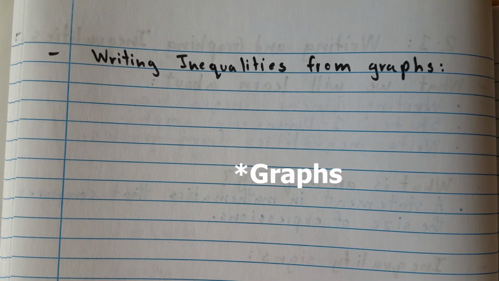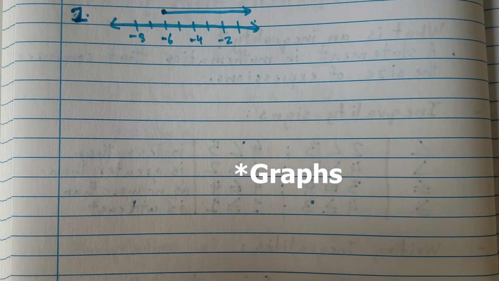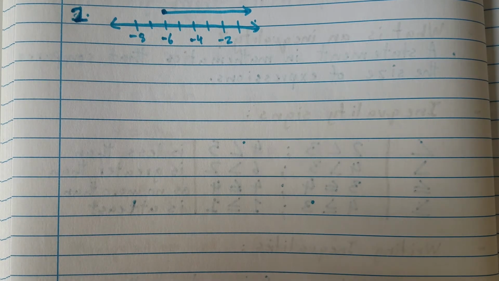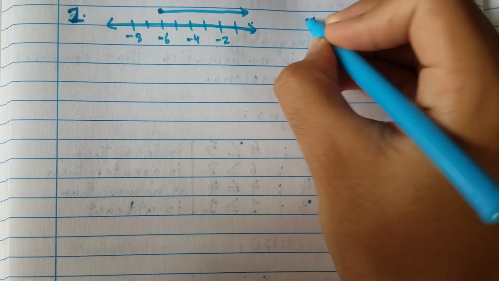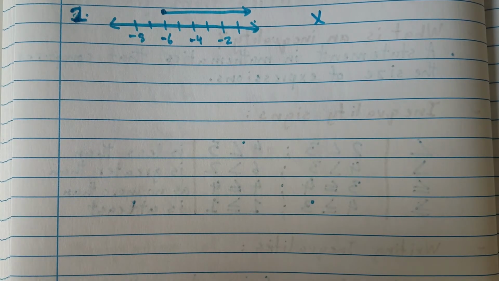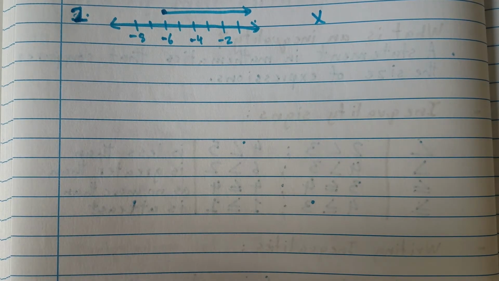Now let's write some inequalities from a graph. So here in this first question, we're given an inequality that is graphed. Let's say that the variable for this inequality is x. And then we have to figure out the inequality sign and what the x is being compared to.